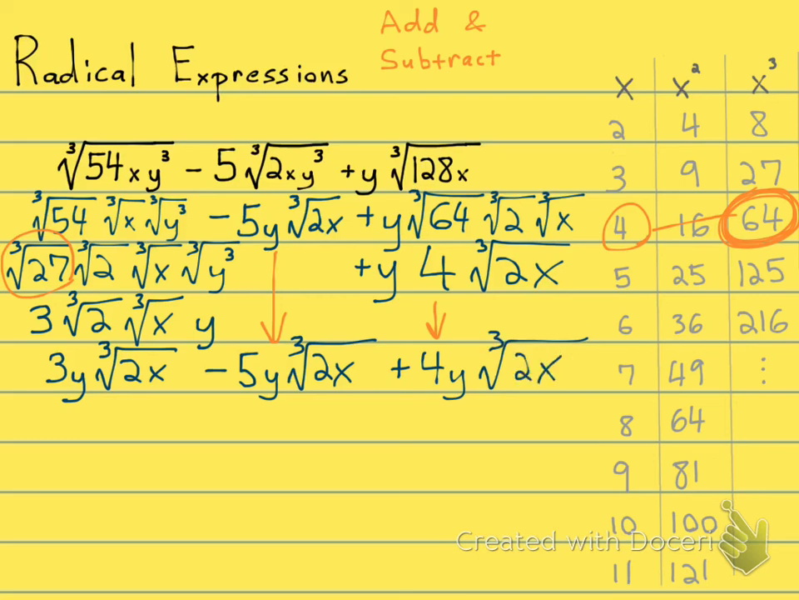Okay, so all I did was simplify this, and I simplified this. Now it's time to see if we can combine them. So, like terms, I have 3y cubed root of 2x minus 5y cubed root of 2x plus 4y cubed root of 2x. They're all going to go together. So 3 minus 5, that's negative 2, plus 4 is a positive 2. 3 minus 5 plus 4, you could do that in a calculator. So this is going to be 2y cubed root of 2x. Nice.